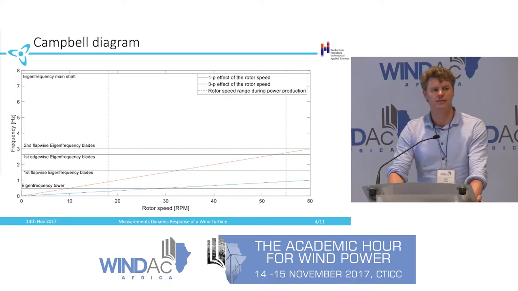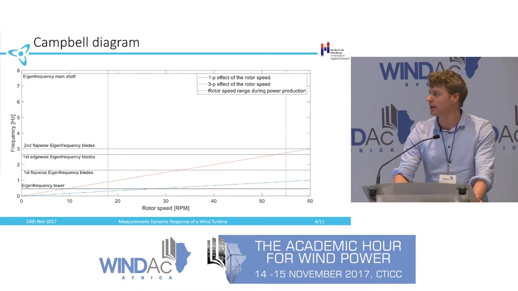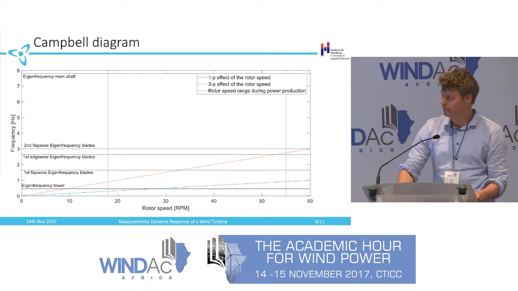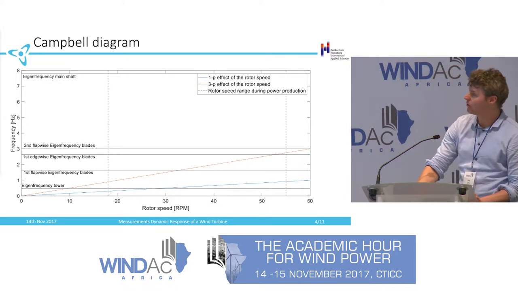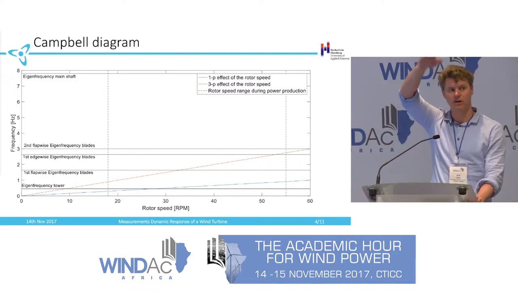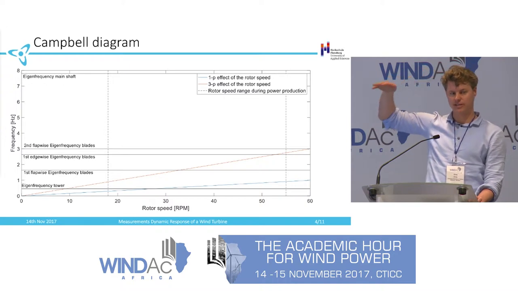So this is all about the dynamic behavior of the wind turbine. And when you want to talk about dynamic behavior, you can't avoid the Campbell diagram, I'm afraid. What we see here is basically on the y-axis, you see frequencies. So these are these horizontal lines. And that's what they call the eigenfrequencies.